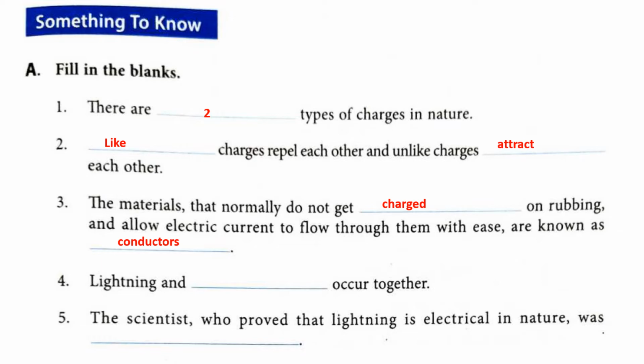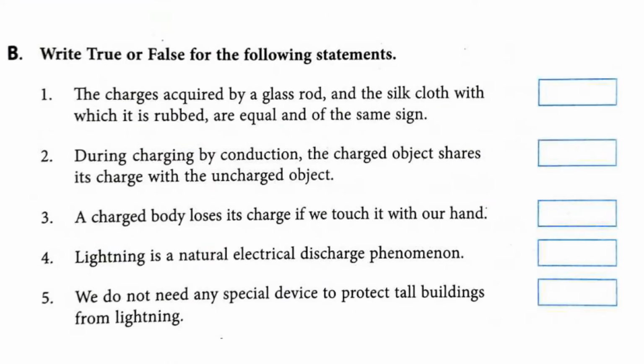Then fourth one, lightning and dash occur together. You know children, in the lesson we have seen lightning and thunder occur together. Then fifth one, the scientist who proved that lightning is electrical in nature was dash. We have already seen in the lesson. Who is that scientist? Yes, it is Benjamin Franklin. He is the scientist who proved that lightning is electrical in nature.